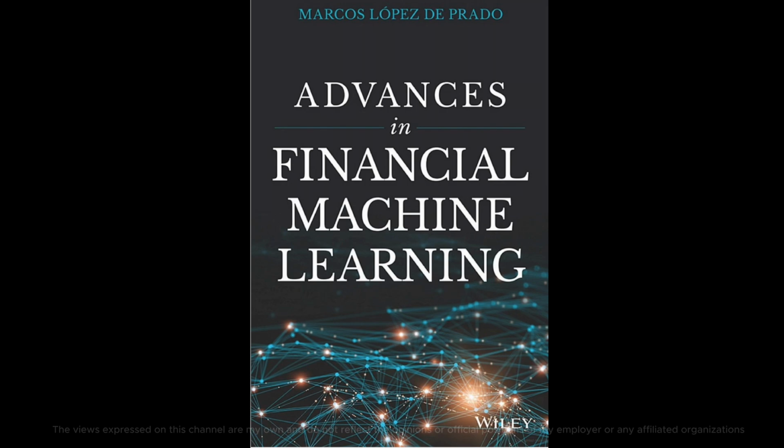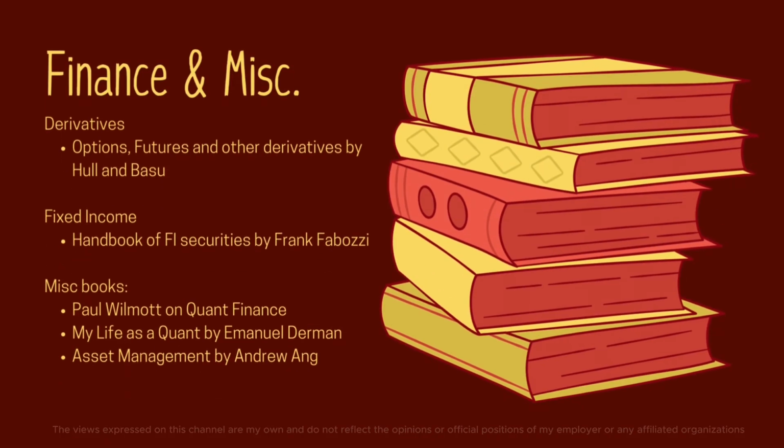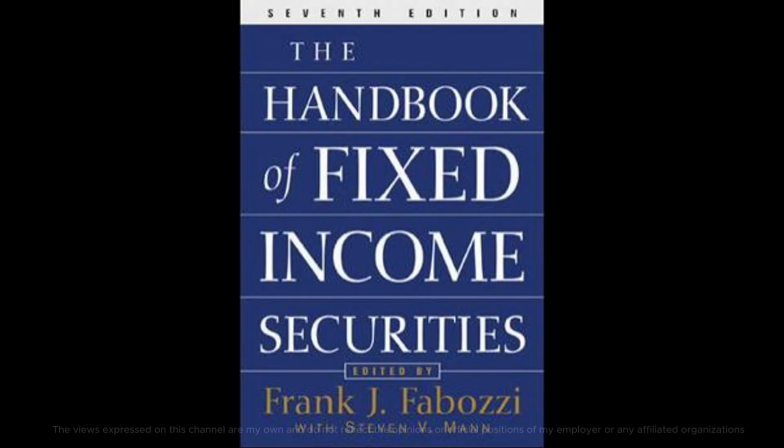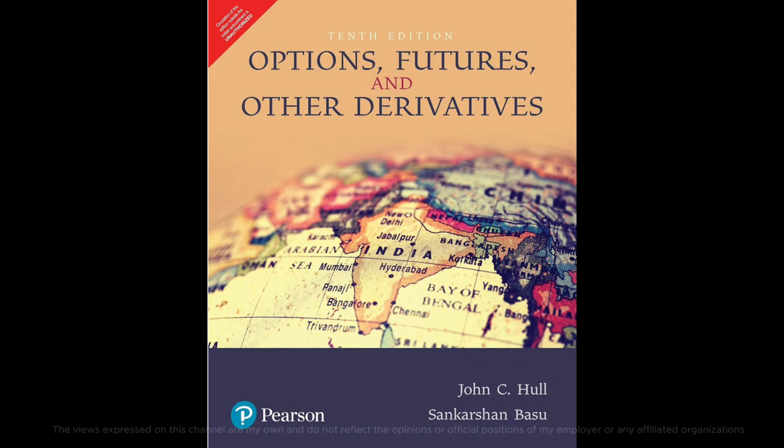And if you want to learn machine learning, especially in the context of finance, I really like the book by Marcos Lopez. Finally, in the context of finance, I love the book on fixed income by Frank Fabozzi, where you can learn everything related to fixed income concepts and valuation, and also for option pricing, the most famous and most used book by John Hull and Basu.